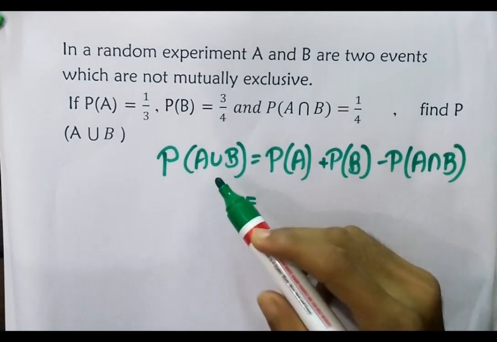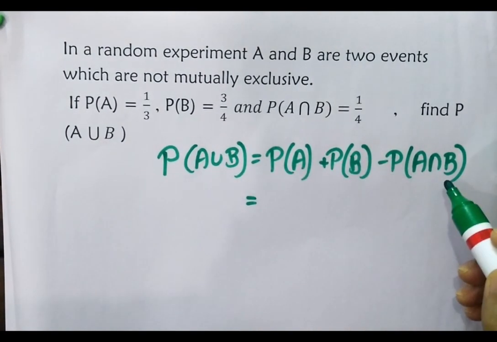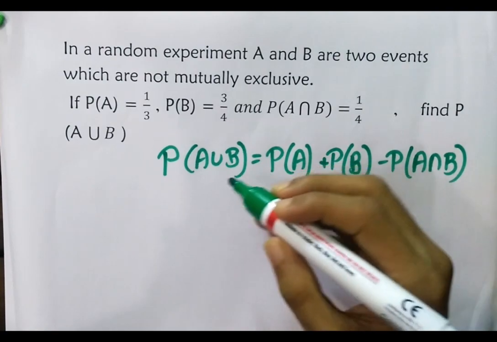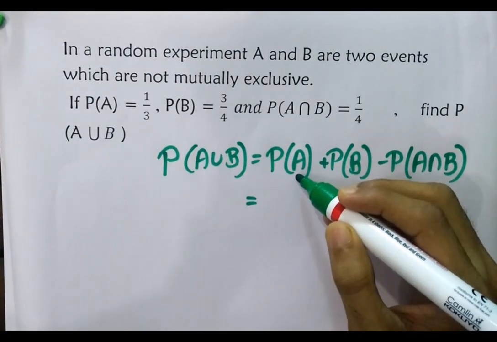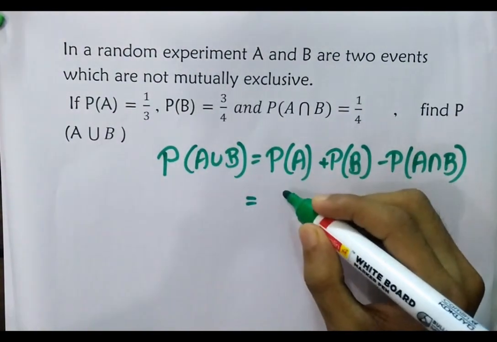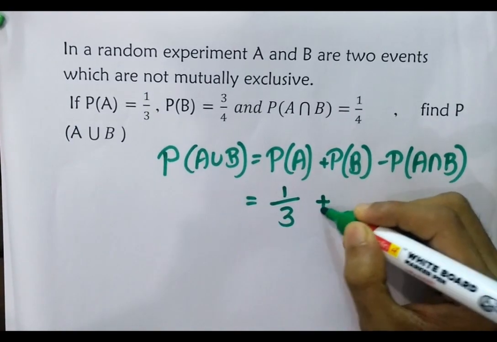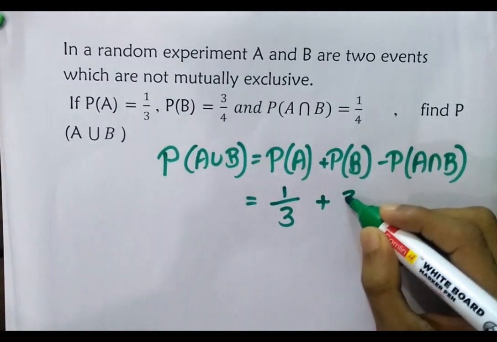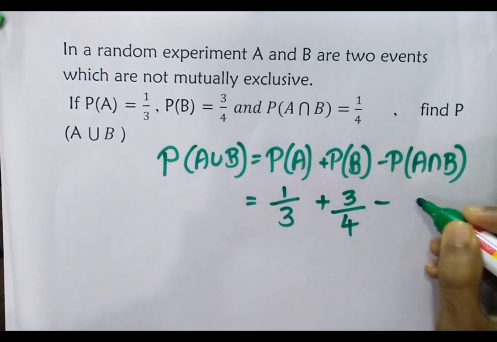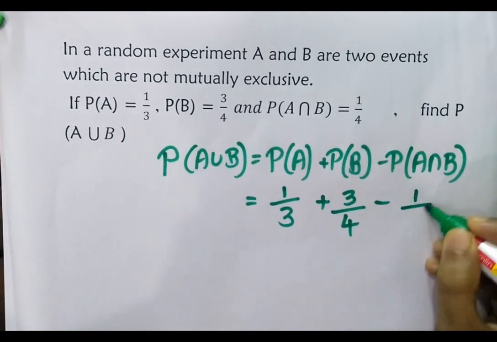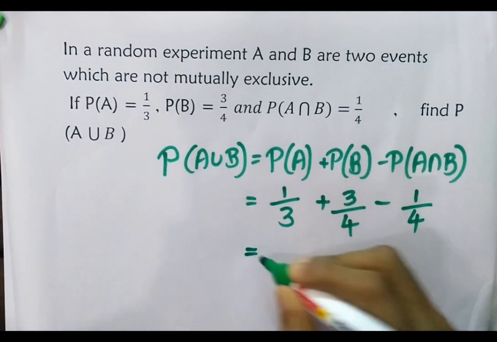So now you can see that the union is equal to A plus B minus the intersection, right? So we have to find this union. They have given the substitution of A: the probability of A is 1/3, plus the probability of B is 3/4, minus the intersection, which is 1/4. Now we just have to simplify as fractions, right?